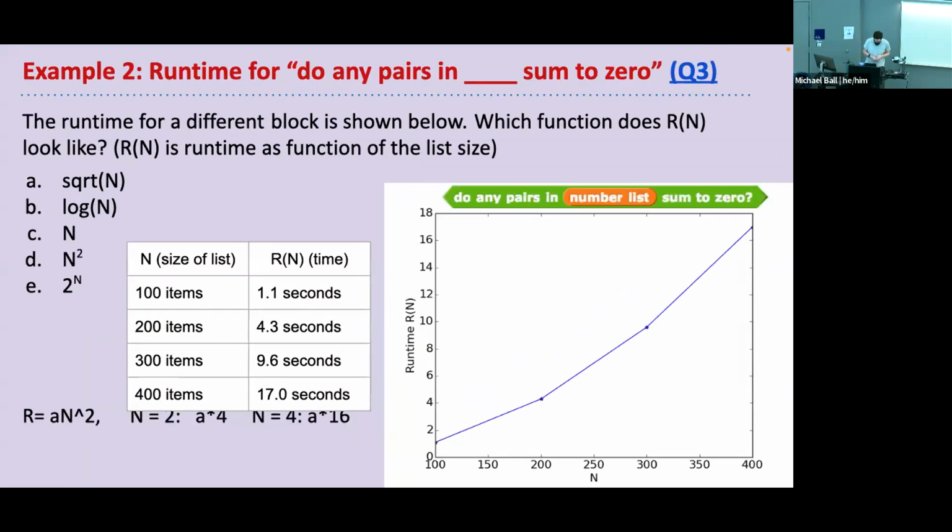So this is a different function that we don't necessarily know anything about right now. Looking at this function, this is question 3 on Gradescope. What would we say is the closest function to this graph? So again, is it square root of n, log n, n squared, or 2 to the n?